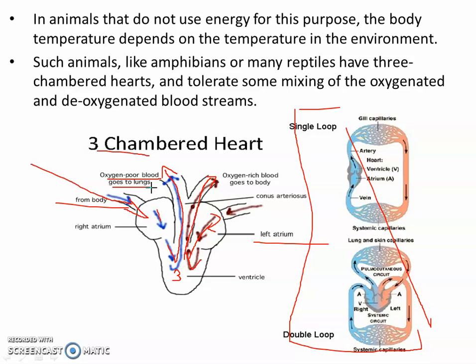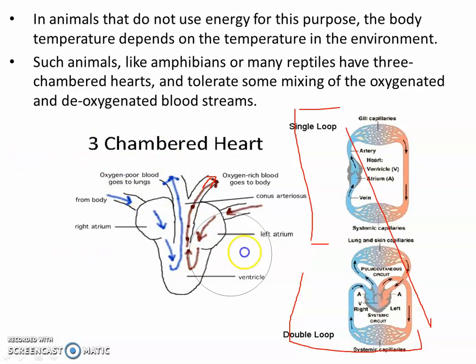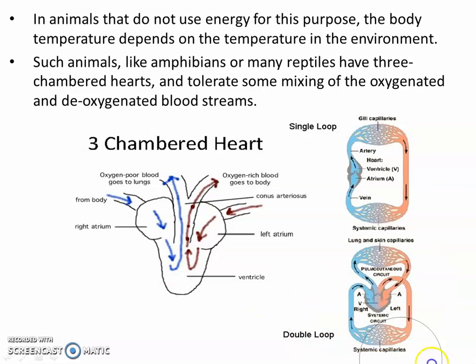Okay, so this is how the three-chambered animals are able to carry out the pumping process with their three-chambered heart. These animals will withstand some amount of mixing of oxygenated and deoxygenated blood. So this is the case of animals who have three chambers.